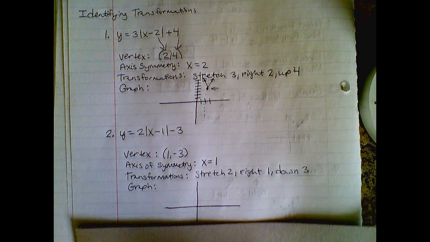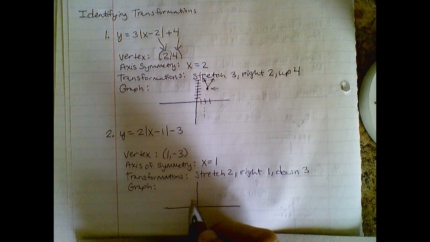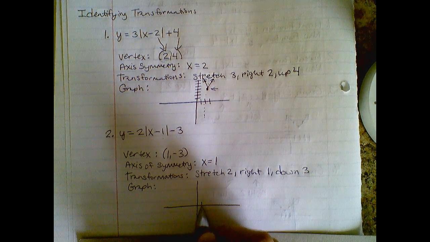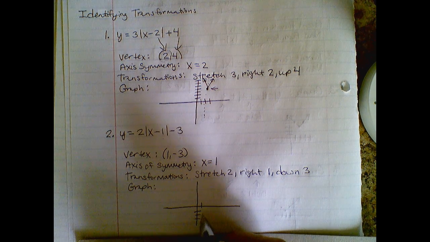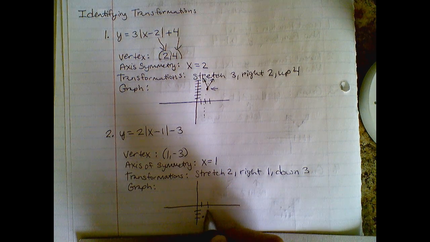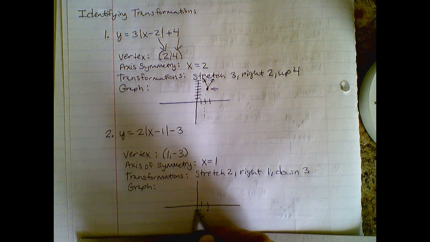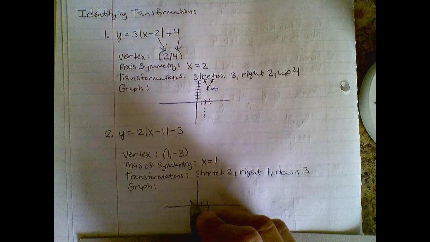And then if I were to graph it finally, I'm going to go to the right 1. I'm going to go down 3, make my vertex. My slope is 2, so up 2 over 1, or up 2 back 1, and then I make my V from there.